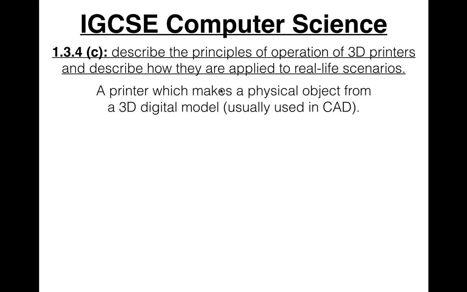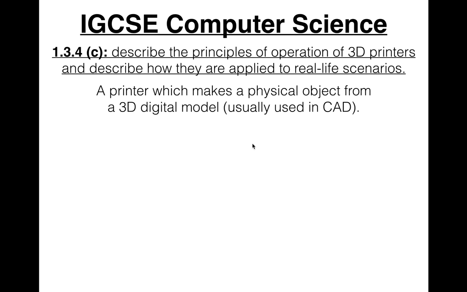So, this is the definition. A digital object can be printed or produced. It's usually used in computer-aided design. When we looked at 3D scanners, we looked at computer-aided design with them. So, what you could do is get a 3D scanner, scan an object, put it on your computer, and then print the object on the 3D printer from your computer. So, there's that. That's pretty cool.